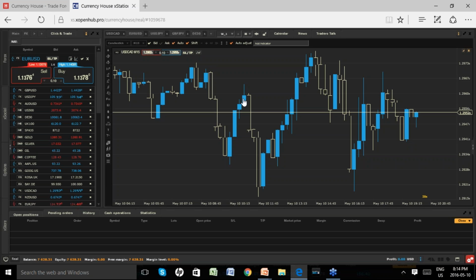So it was about an hour of just strictly upward movement for USD CAD that we saw. Here was a huge period of upward movement, and so on and so forth. So you can see it's been quite volatile for USD CAD. It's been really up and really down.